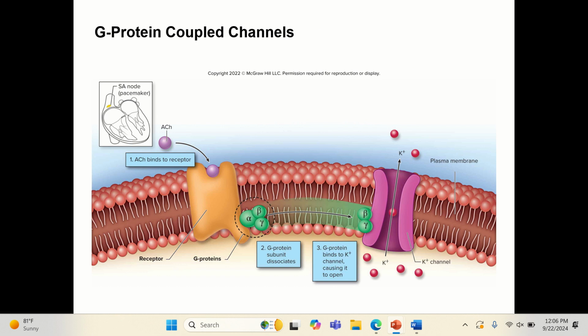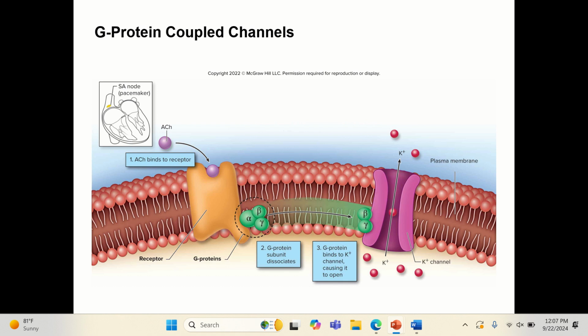Let's take a look at this picture. This is a cool picture. This is kind of showing the receptor and the channel, so I like that. That's easy. So muscarinic acetylcholine receptors require the action of G proteins, and here we're seeing it in the heart. So the figure depicts the effects of acetylcholine on the pacemaker cells of the heart.